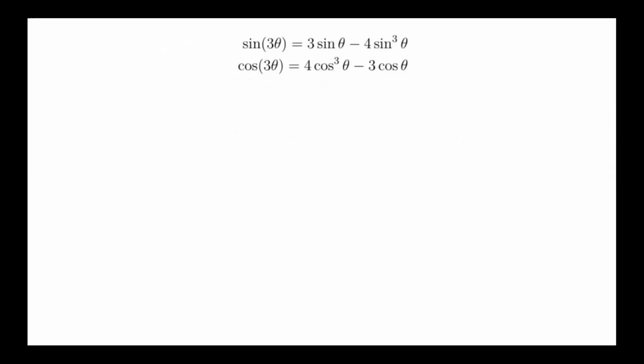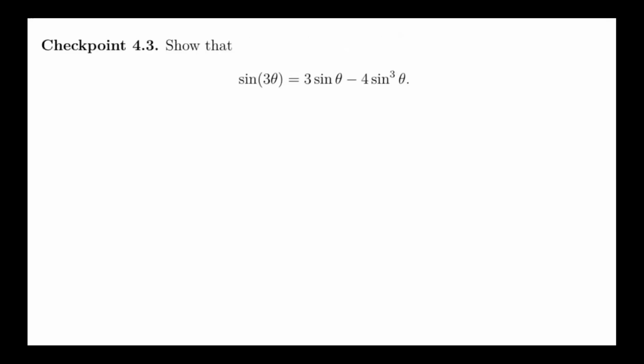Okay, and then we have these identities. These are called the triple angle identities, and basically that's because we have triple the angle here. Yeah, they can be pretty useful at times. So let's just try to prove them in this checkpoint.